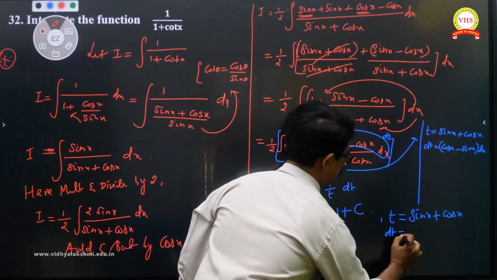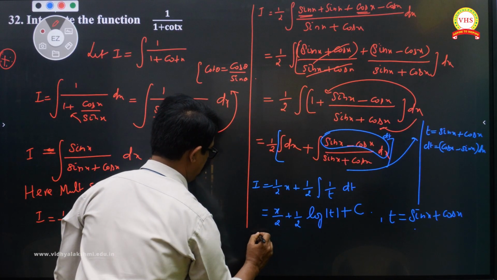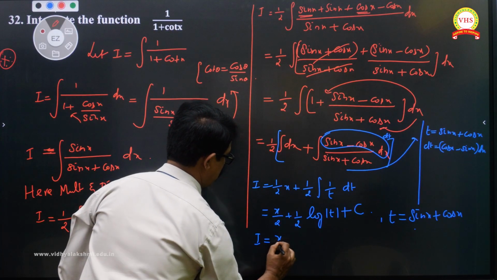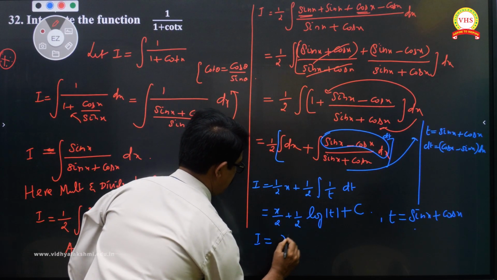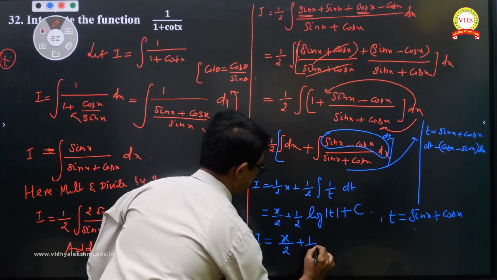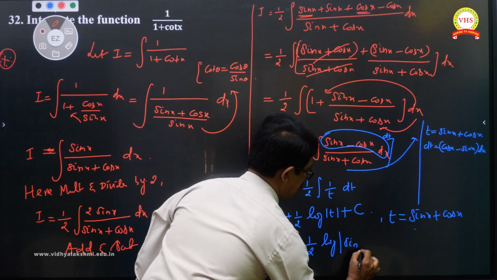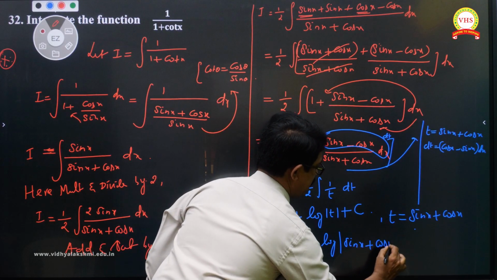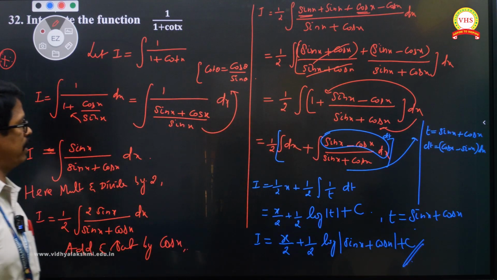Now only replacing the t value is necessary. Finally, I equals x divided by 2 plus 1 by 2 into log of sin x plus cos x plus c. Yes, this is the final answer for the given question.